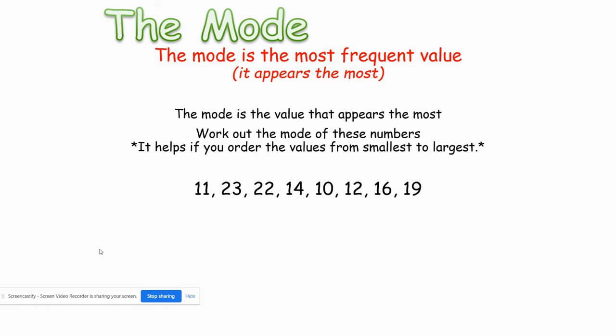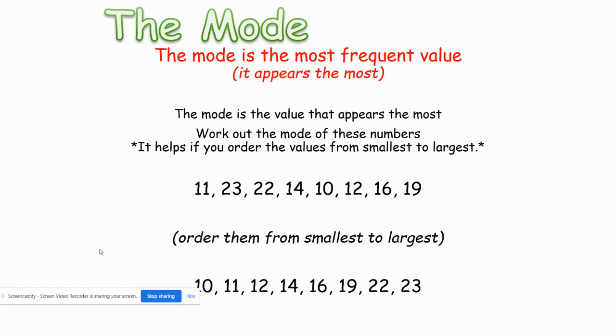Now look at these numbers. Order them from smallest to largest. Can you see a mode? I can't see a mode because there's no mode. So sometimes they're going to ask you, there's going to be no mode. Don't worry about saying there's no mode.